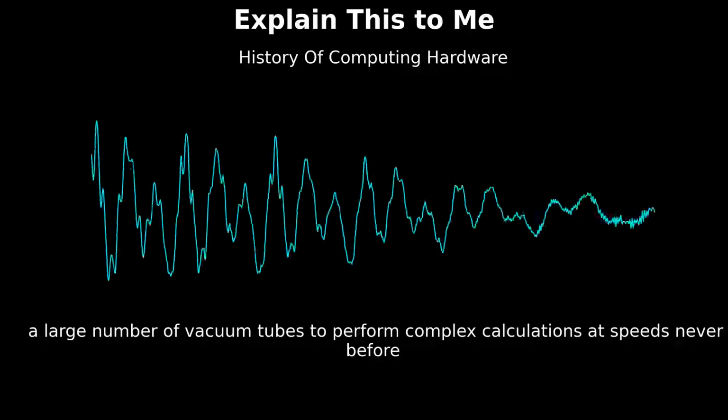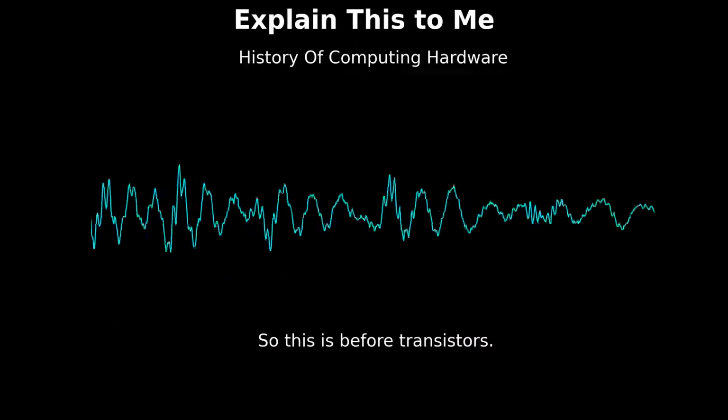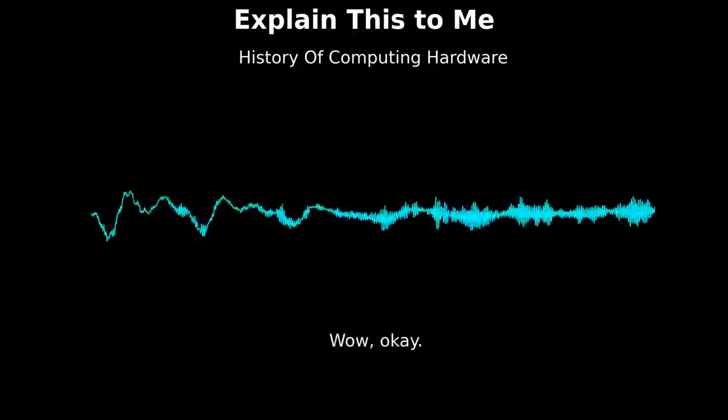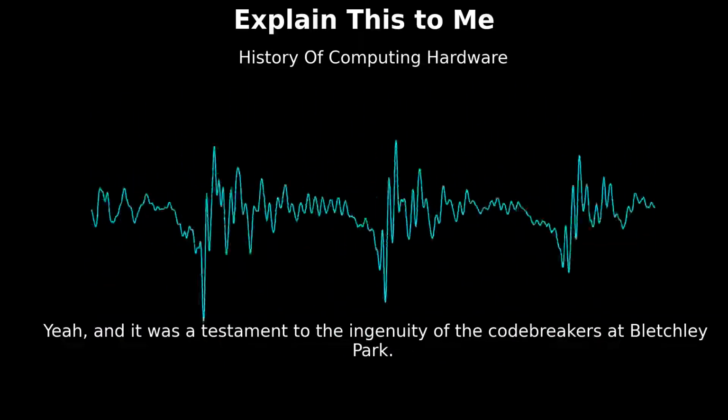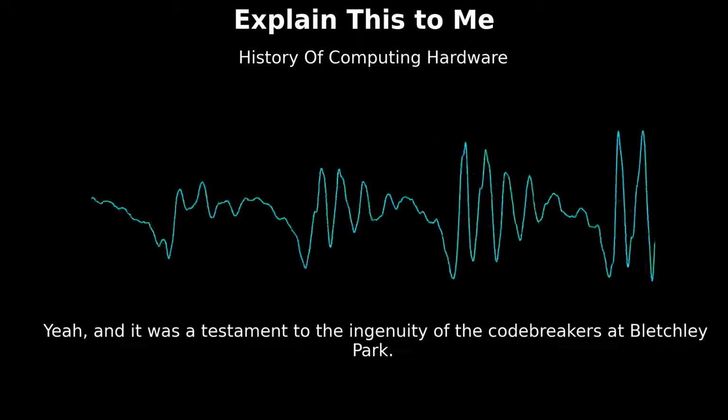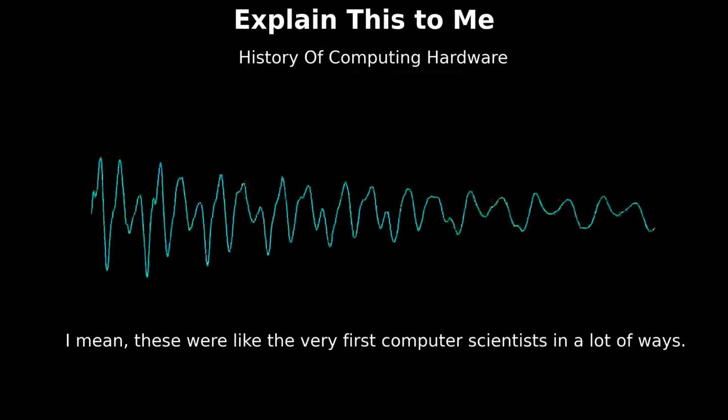Wow, okay. Its role in the Allied victory was significant. Yeah. And it was a testament to the ingenuity of the code breakers at Bletchley Park. I mean, these were like the very first computer scientists in a lot of ways, right? They were pioneers, absolutely. So we have the Colossus happening in Britain.